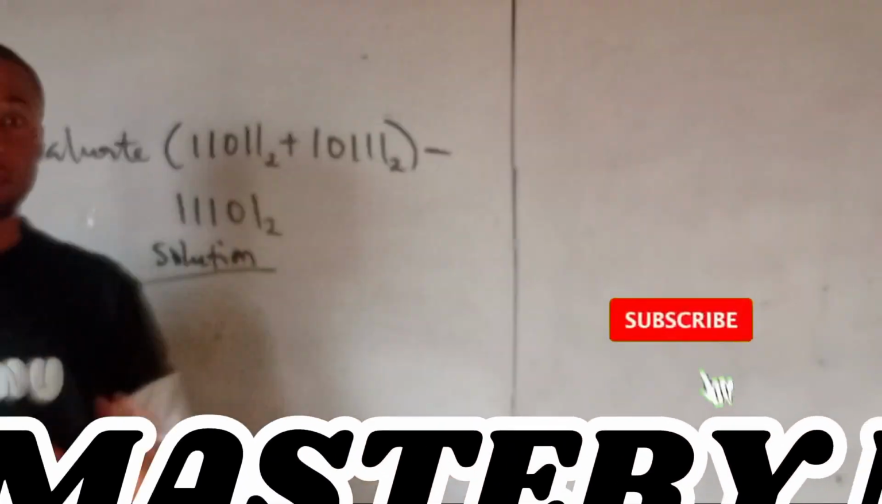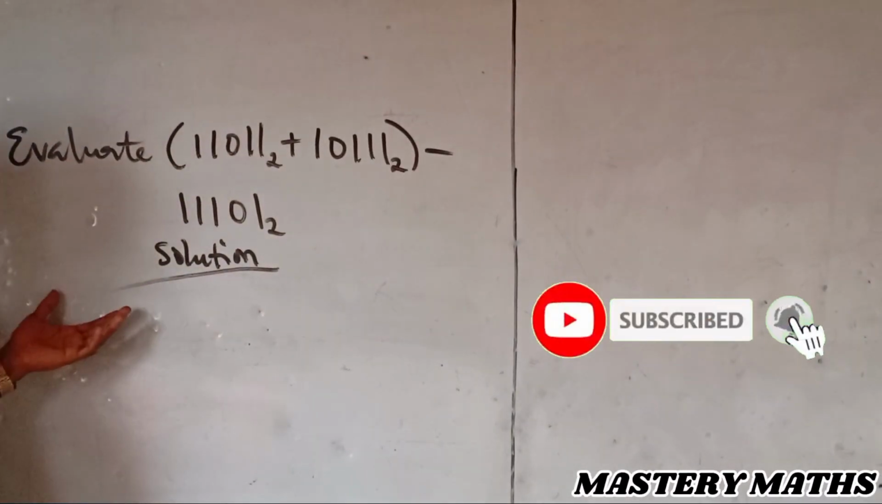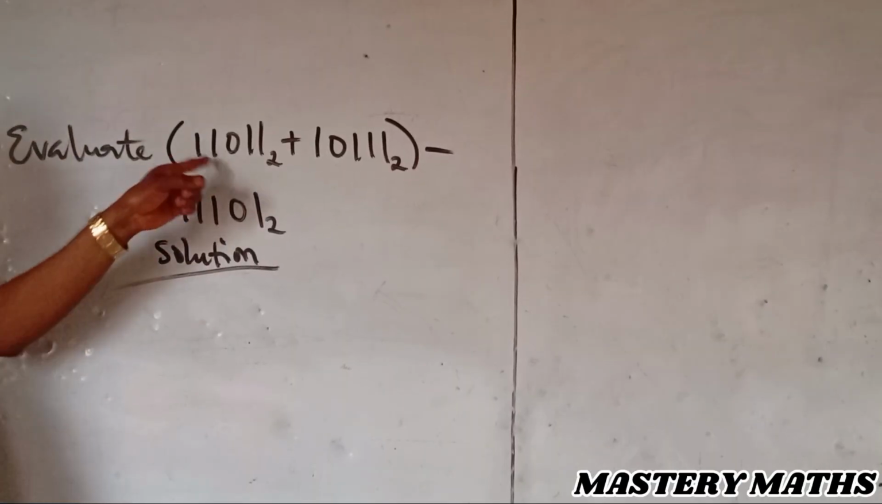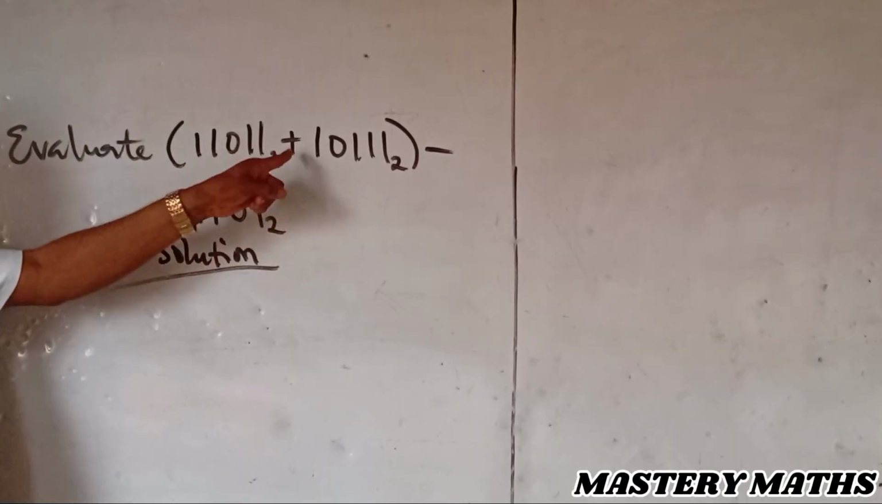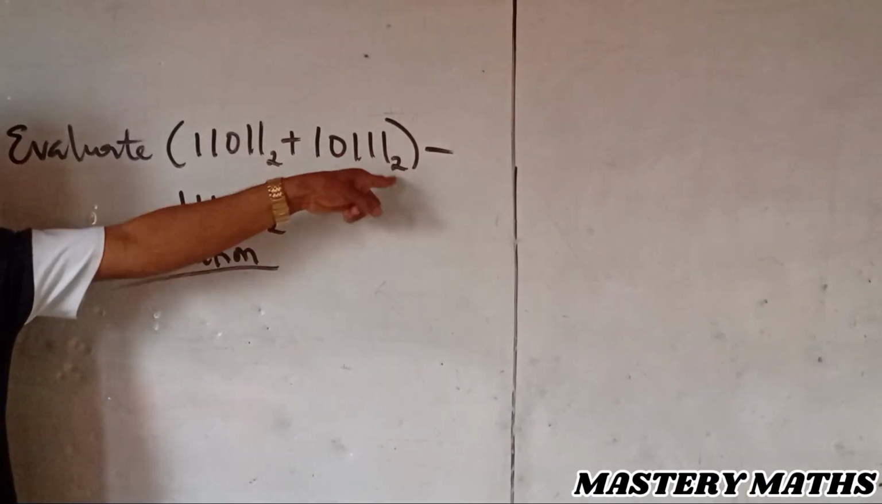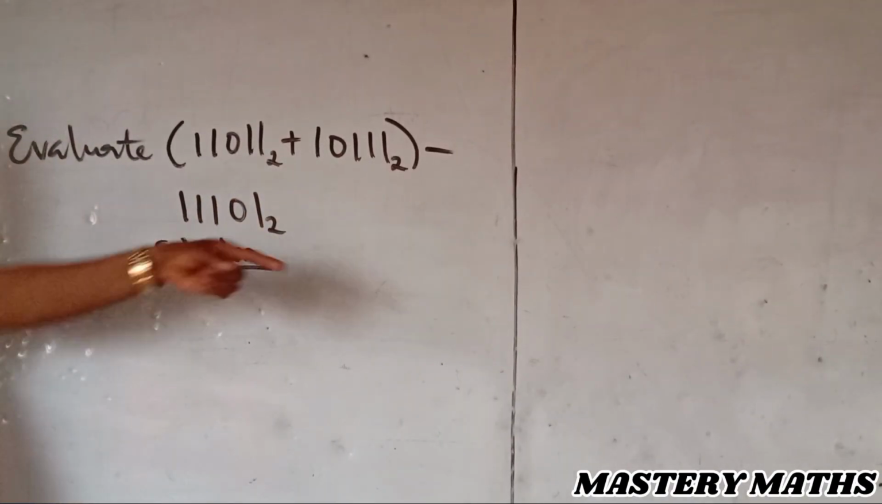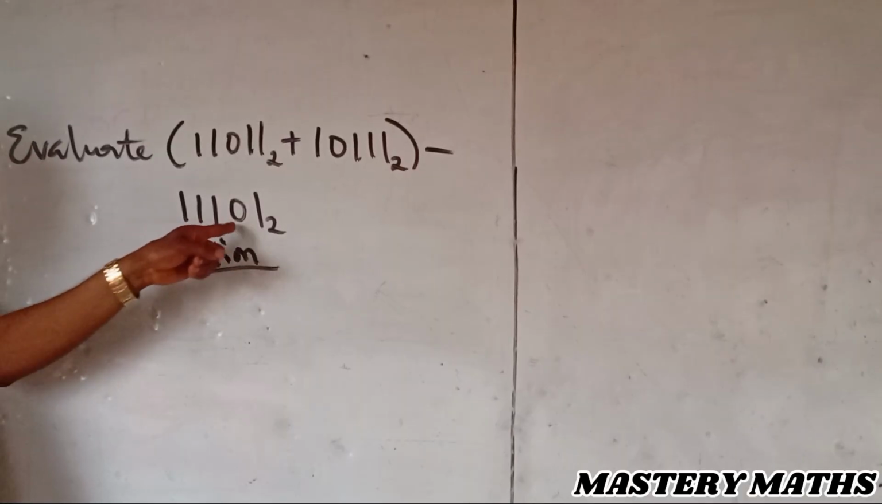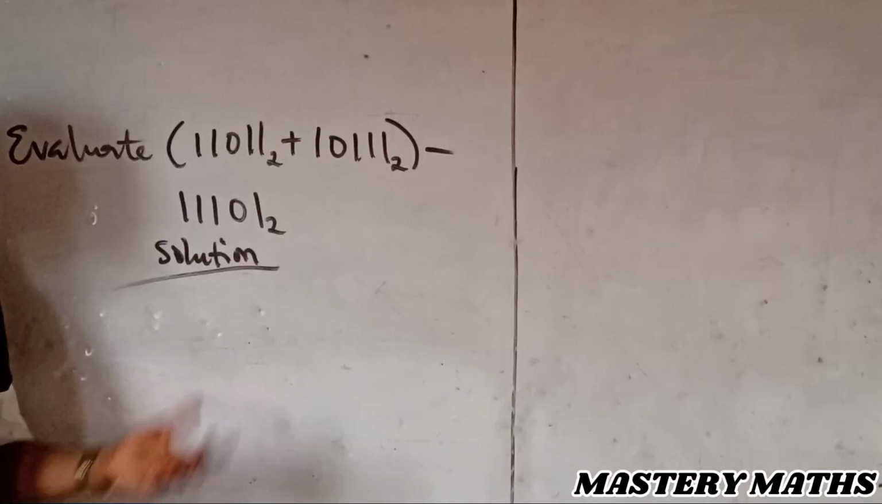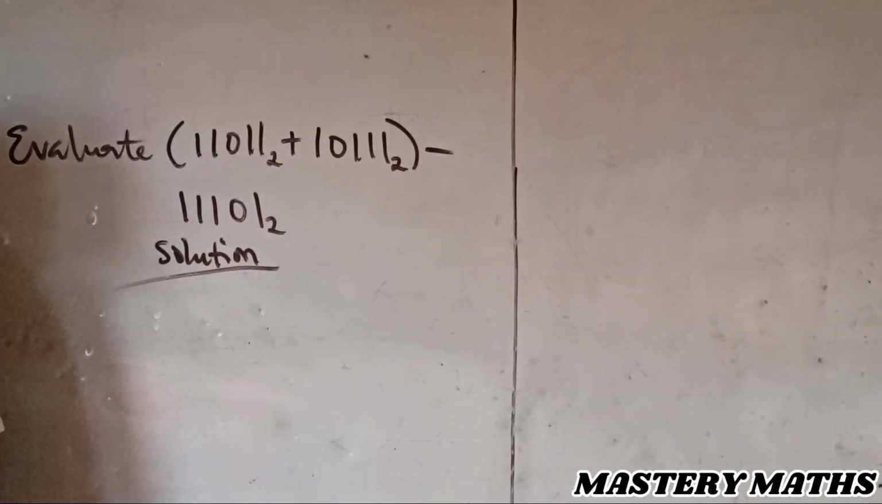Very simple mathematics in which I don't want us to waste our time. On the board, you have: evaluate 11011 base 2 plus 10111 base 2, then you subtract 11101 base 2 from it. Now, how should we attend to this binary question?